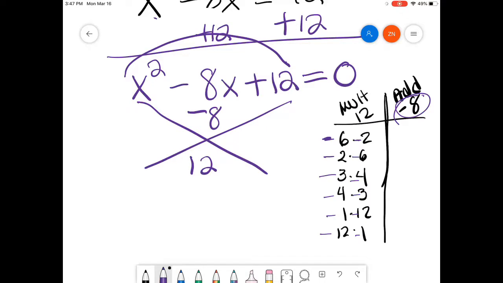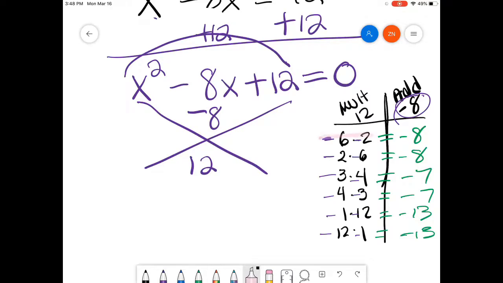Now combine. Same signs, add and keep. So this will be negative 8. I think we already have a winner. Or here we also have negative 8. Here we have close, negative 7, negative 7, negative 13, and negative 13. So how do you decide which one to use? It doesn't matter. It's the same thing. It'll just change how you factor at the end. I'm going to go ahead and pick this first one here, negative 6 and negative 2.